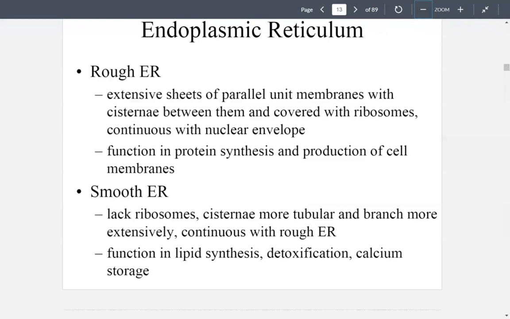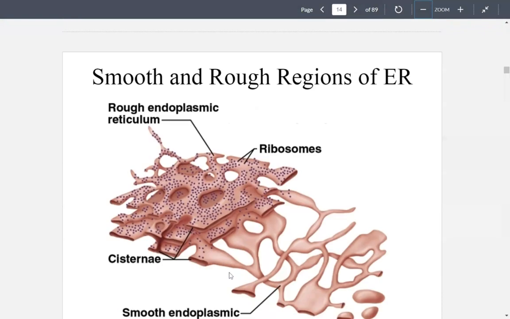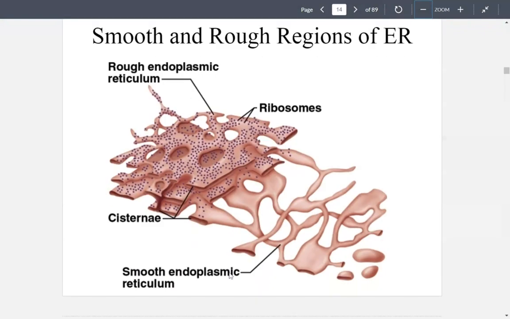Smooth ER is smooth in appearance because it does not have ribosomes embedded in it. Therefore, it is actually not going to be involved in protein synthesis. It's going to be more tubular and branching in appearance. And it's actually going to be involved with lipid synthesis, detoxification, and calcium storage. Here's an artistic rendering of what that looks like.